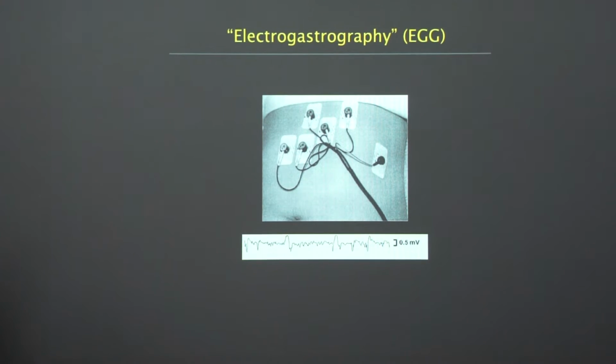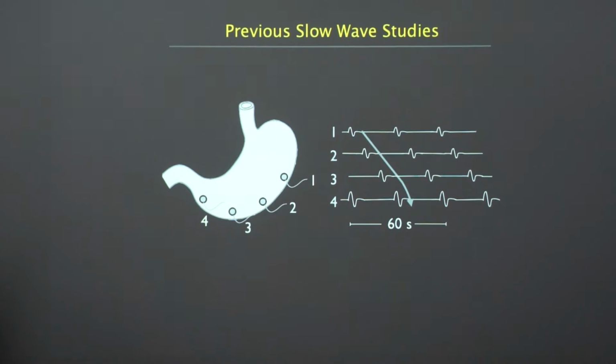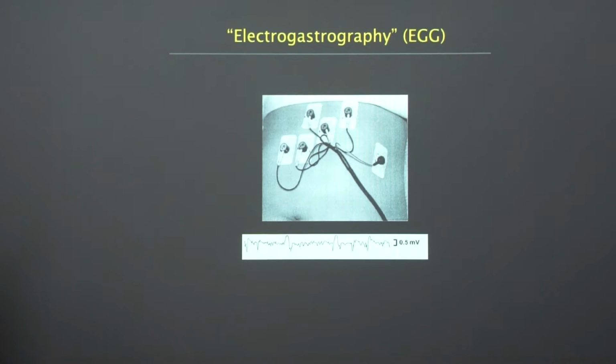Now you'll notice, although these are just example recordings, here our example looks very nice with individual events, and here we see a very noisy signal. It's very difficult to find any sort of routine activity at a frequency of around 3 cycles per minute, which is how fast our slow waves propagate.